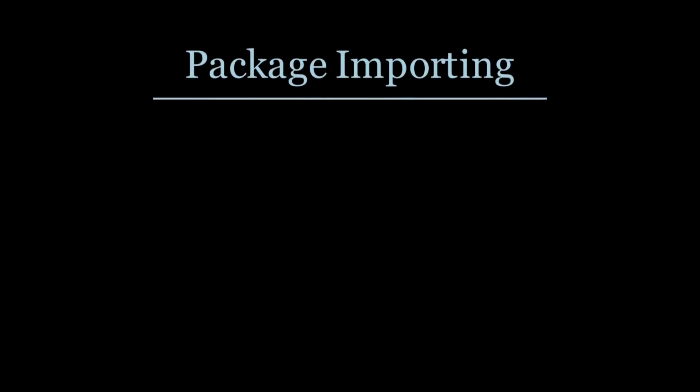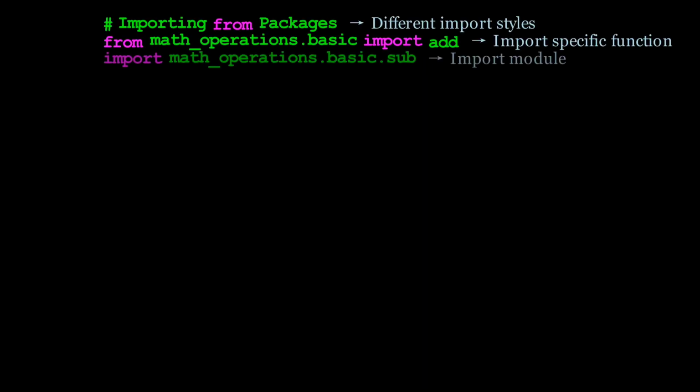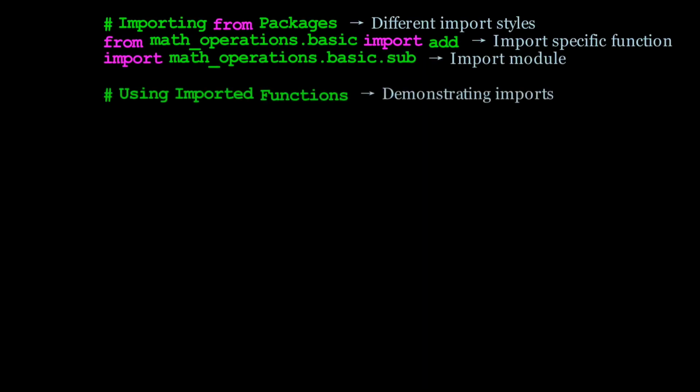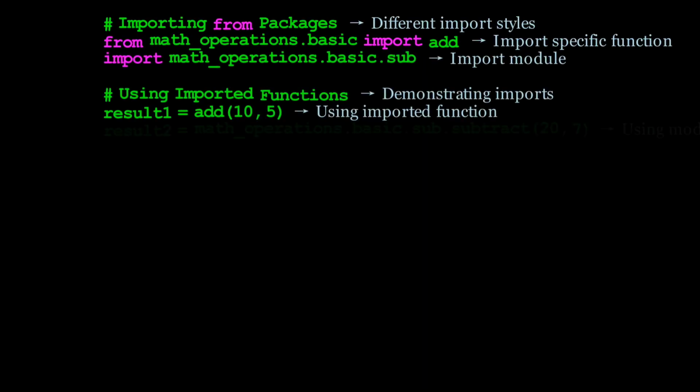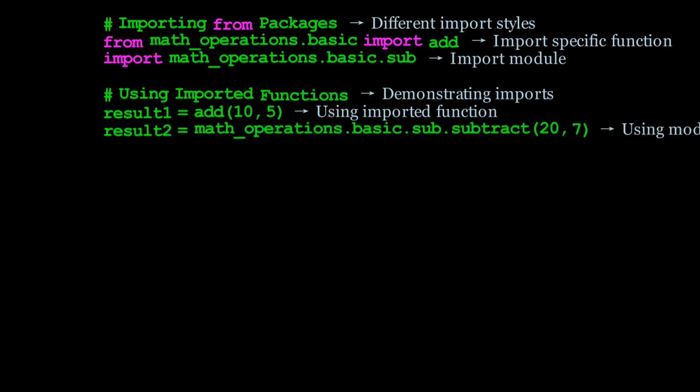Once we create our package, we need to understand how to import it and use its functionality. Python offers several ways to import from the packages. In the first line of importing, we are importing a specific function directly from its module within the package structure. And in the next line, we can import the entire module and access its functions with a dot notation.